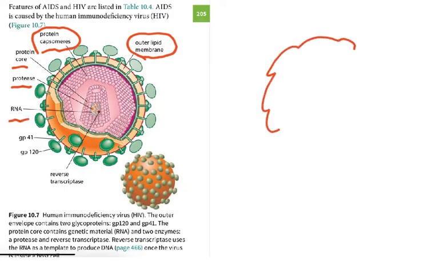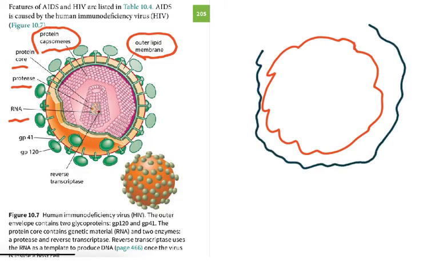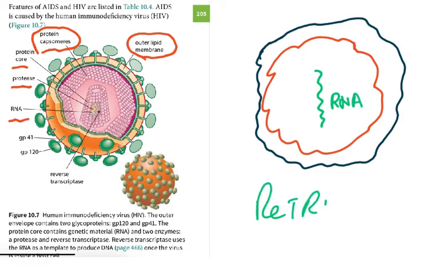Remember, a virus has an outer protein coat, and sometimes it has an outer fat or lipid layer as well. Inside it there is no cytoplasm, and there could be a DNA or an RNA strand. Now, in the case of AIDS, it's an RNA strand, so we say this is a retrovirus. So it has RNA plus it has an enzyme called reverse transcriptase.